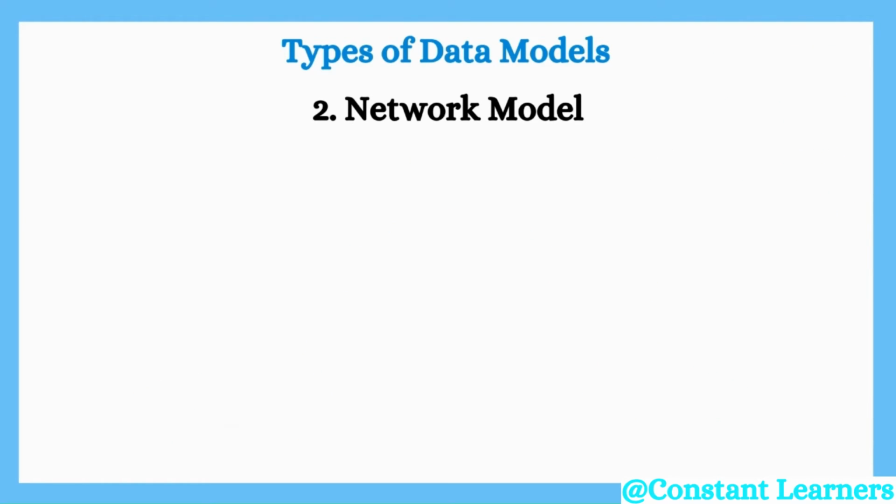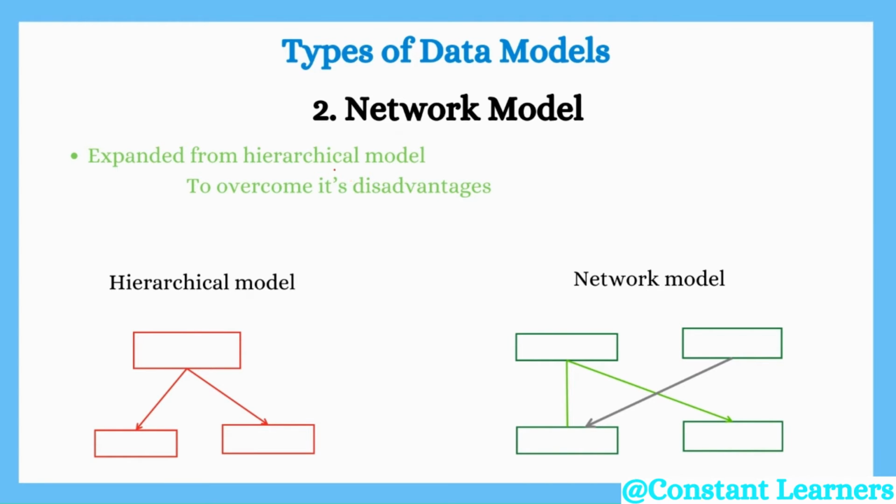Now, next is the network model. Now, network model expanded from the hierarchical model. Why expanded from the hierarchical model? Because it is quite similar to the hierarchical model, but it is able to overcome the disadvantages that we faced in the hierarchical model. What were the disadvantages in the hierarchical model? In hierarchical model, one parent could have more than one children, right? This is child 1, this is child 2. So this one parent is having two children, right? But one child could not have more than one parent. So one to one relationship was established, one to many relationship was also established. But many to one relationship could not be established, and many to many relationship could also not be established. So these disadvantages are overcome in the network model.